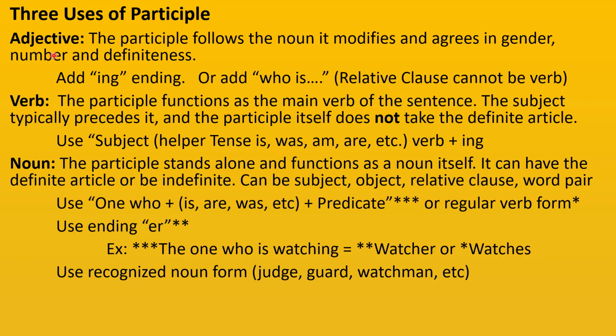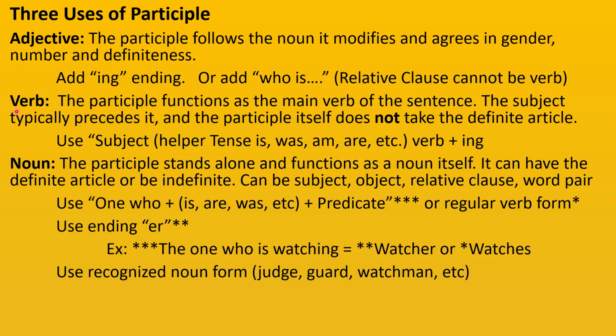So it could be an adjective. It could also be the verb of the sentence. And if there's any other verb in the sentence, it most likely is not the verb of the sentence, okay? But if that's the only verb in the sentence that seems to need a verb, then it could be that. If it's acting as the main verb of the sentence, the subject usually precedes it, doesn't have to, usually precedes it. And the participle itself does not take the definite article. If it has a hey in front of it, a ha, then it definitely is not the verb of the sentence.